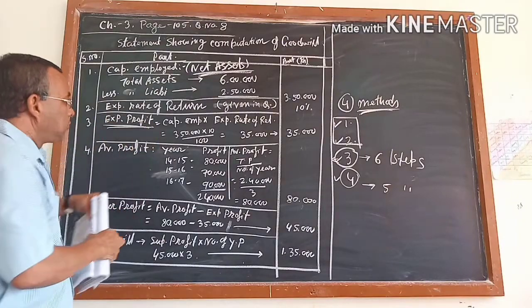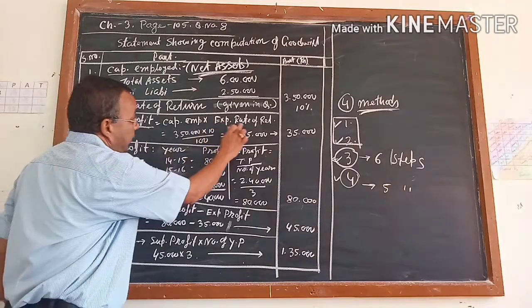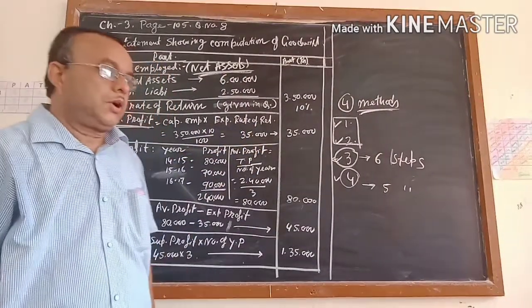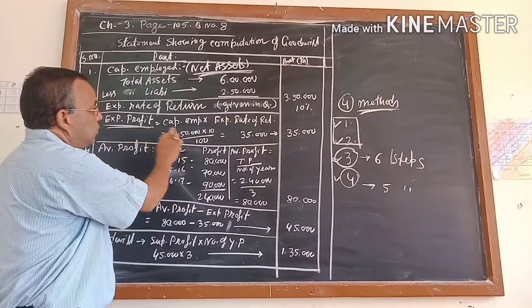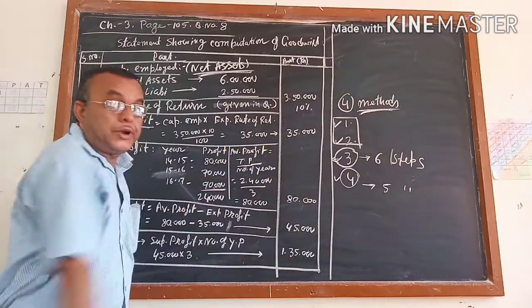Expected profit is equal to capital employed into expected rate of return. This formula you have to keep in mind, or you have to remember the third step. Expected profit is equal to capital employed into expected rate of return.